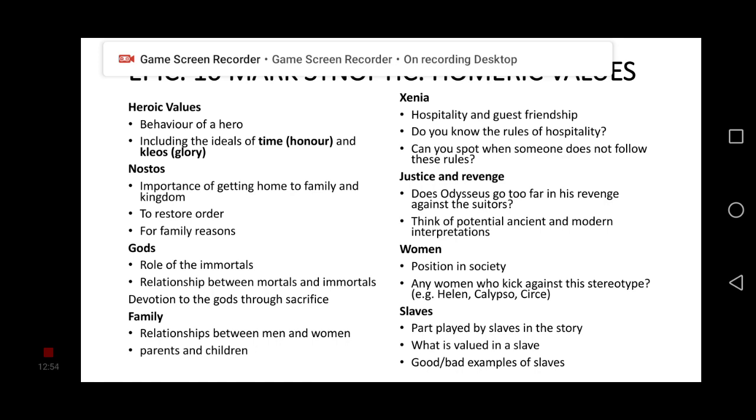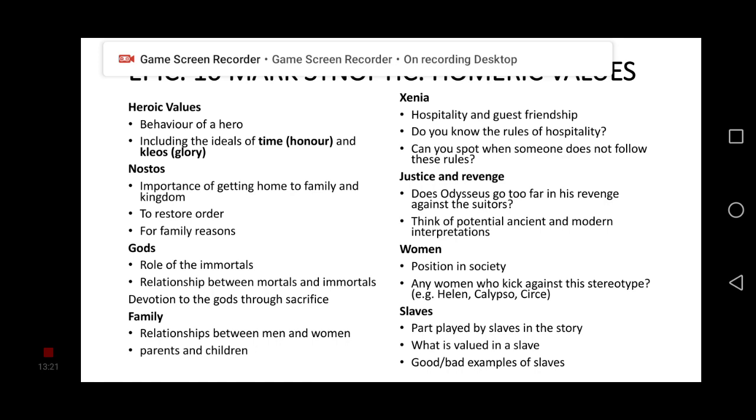Justice and revenge. Does Odysseus go too far in his revenge against the suitors? So that's quite a good 20-mark question, and also it's a good synoptic theme as well. So think of these questions as they could occur anywhere on the paper. They could be a 20-mark, a 30-mark, they could be a synoptic theme.